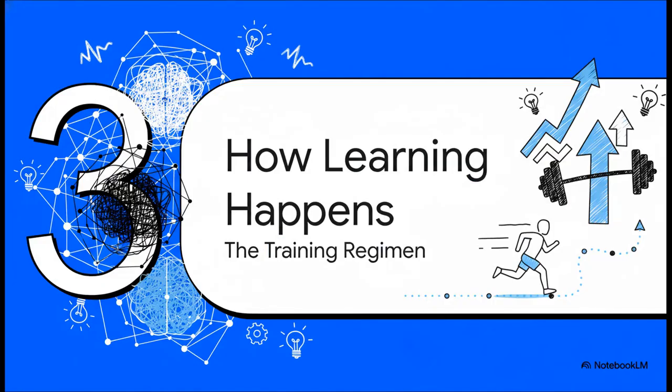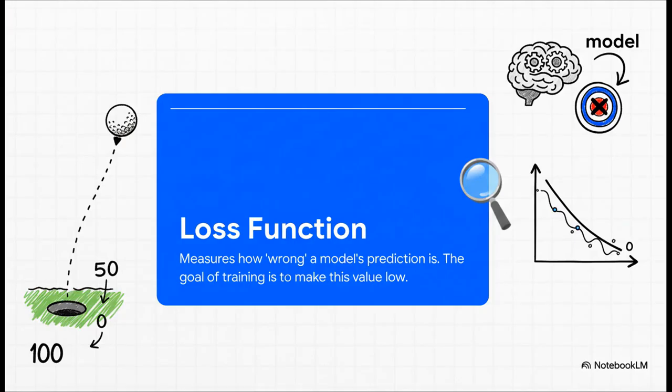So we've picked our model's brain, a neural network. But a brain is pretty useless if it doesn't actually know how to learn. So now it's time for boot camp. We've got to put it through a training regimen. And here's a concept that might seem a little backwards at first. Learning starts with failure. Every single time our model makes a guess, we use something called a loss function to give it a score on exactly how wrong it was.